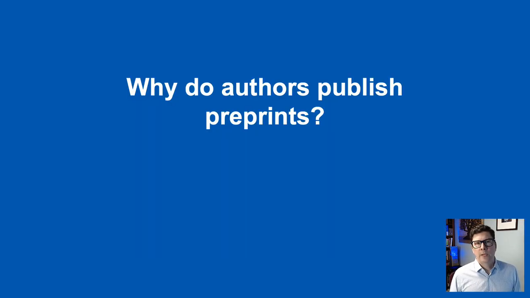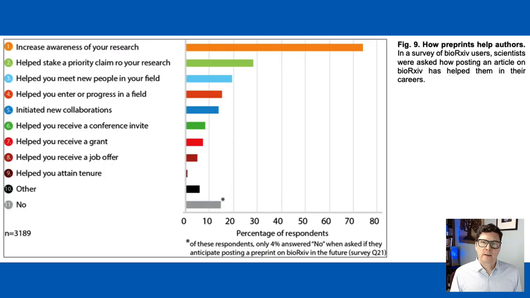Now the question might come to your mind, why do authors publish preprints? So we've talked about a lot of the benefits and a few of the downsides, but in this study, they asked the authors themselves. 3,189 authors were surveyed for this graph, and we can see the reasons why they are going to submit preprints. The top reason is to increase awareness of research. The second most highly cited reason is to stake a priority claim. The third reason is to help meet new people in the field, so to expand the network. Fourth reason is that the authors felt it would help them enter or progress in the field. It initiated new collaborations, helped them receive a conference invite, helped them receive a grant or a job offer, or attain tenure. And probably for most authors, it's a combination of these reasons.